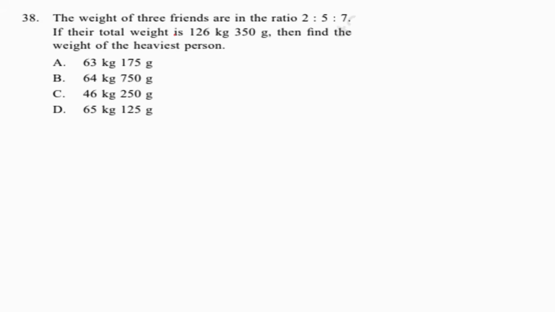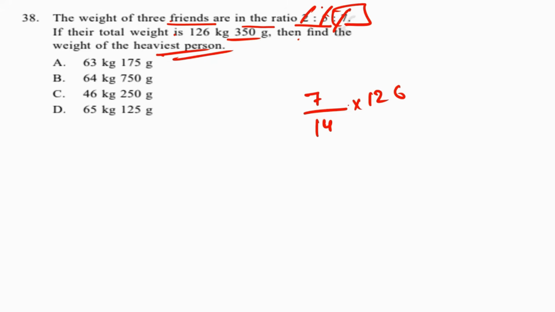Next, question number 38. The weights of 3 friends are given in the ratio 2, 5, and 7. If the total weight is this, find the weight of the heaviest person. The heaviest person is obviously the one with the ratio 7. 7 parts out of how many total? 2 plus 5 is 7, plus 7 is 14 total parts. 7 out of 14 total parts of the total weight of the 3, that is 126 kg 350 grams. So basically we need half of this. Half of 126.350 is 63.175 kg. Option A is the answer.